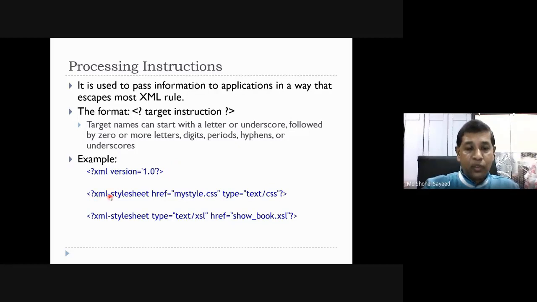Next, you can also put the declaration as xml-stylesheet. Then href, which we call the hypertext reference, means it is linked with a file called my.style.css. That means it opens the CSS file where the instructions and code are given, and the type is text/css. We can also declare the xml-stylesheet type as text/xsl, and the hypertext reference is an XSL file, show book XSL. So you can also define the declaration using this starting and ending symbol.